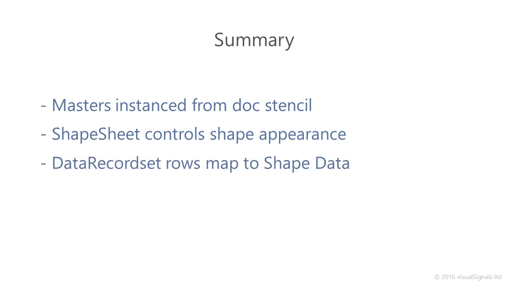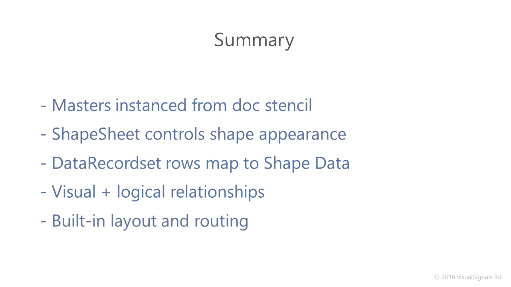In terms of data, you saw that a document can hold data record sets, and that rows can be mapped to each shape's local data store called shape data. We looked at relationships and how you can interrogate the logical connections between shapes that your users create. And finally, you saw how Visio contains a range of built-in layout and routing services, allowing your users to control layout themselves and freeing you from writing what can become quite complex layout logic. So now that you understand how Visio is structured, it's time to look at how you access the same documents, pages and shapes in code.